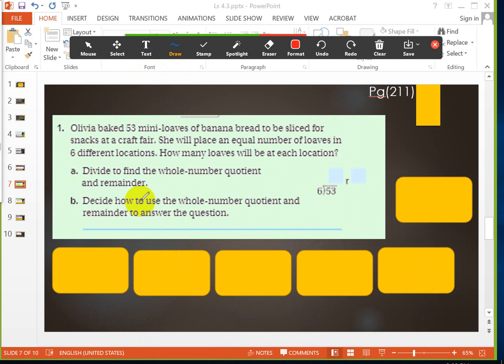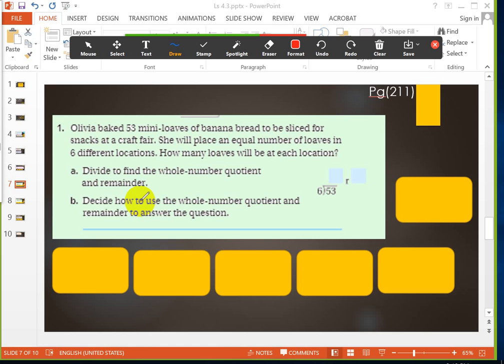Okay, girls, now open page 211 and let's solve this problem, okay? Actually, I enjoy solving problems. So, girls, now Olivia baked 53 mini loaves of banana bread. You know banana bread is a kind of bread. We name this bread banana bread because it contains banana.